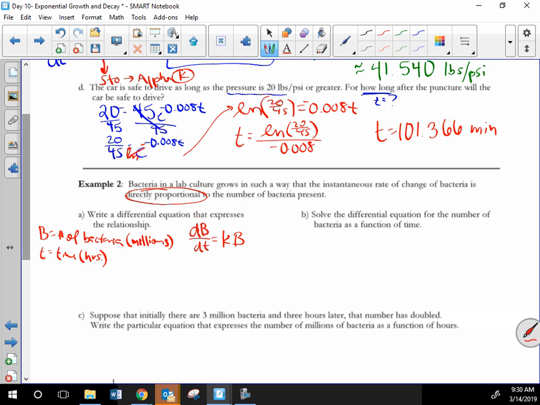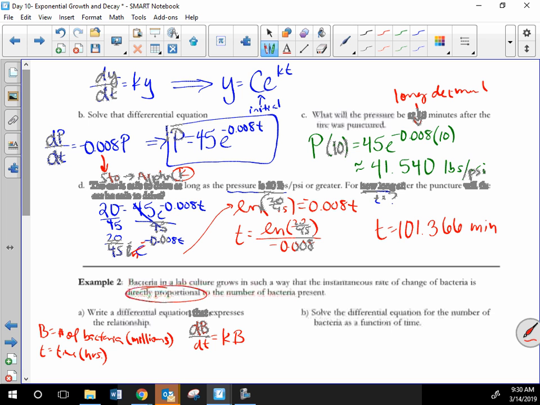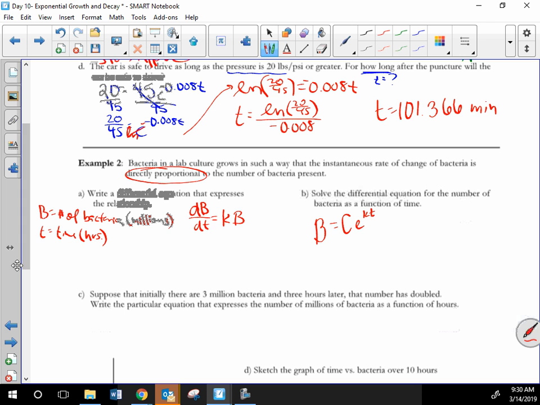Alright, B, solve the differential equation for the number of bacteria as a function of time. Again, we can do our shortcut. And our shortcut, let me scroll up a little bit here. My shortcut is that my function is equal to my initial e to the kt. Now I've got to figure out what my initial is there. Did they give me any information yet? No, not yet. Okay. This is my initial. I don't know, maybe it'd be better to write it with that B naught to represent the initial.